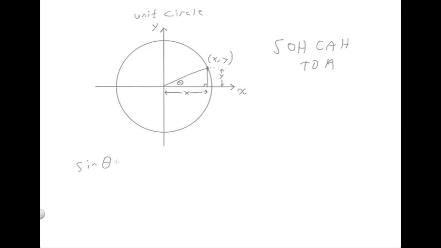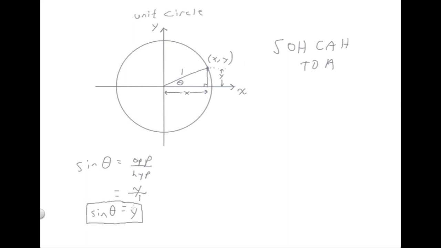Now, according to Sohcahtoa, the sine of theta is the opposite side over the hypotenuse. Now the side that's opposite to theta would be y. And where's the hypotenuse? This is the hypotenuse, right? Here's our hypotenuse right here. And how long is this hypotenuse? Well, remember, this is the unit circle, so the hypotenuse has a length of 1. So we just proved that the sine of theta is the y-coordinate.